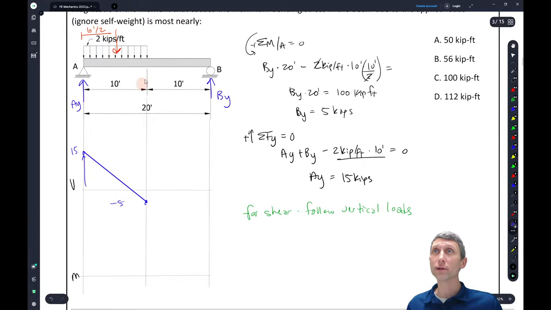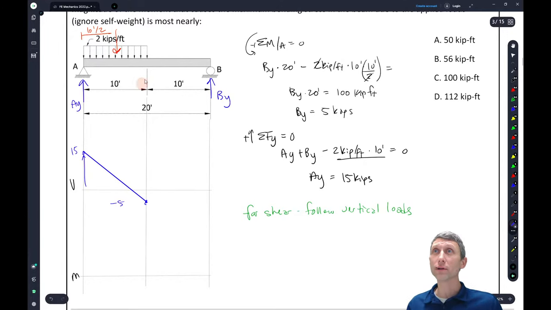The other thing that's interesting about this question is this is called a cusp. So this point down here is called a cusp. And what it means is there's an instantaneous change in the slope of that moment diagram. If you remember what I said before on the last problem, the height of the shear is equal to the slope of the moment.